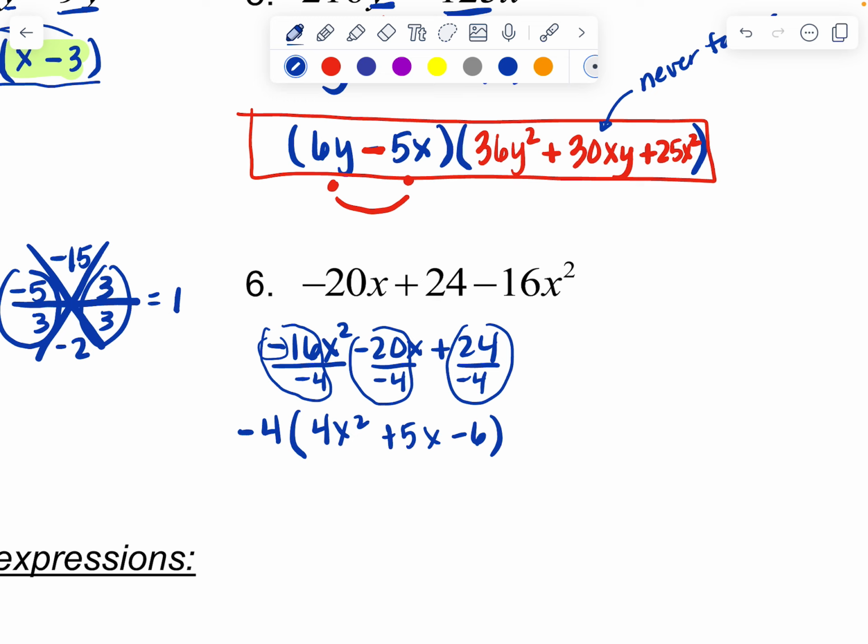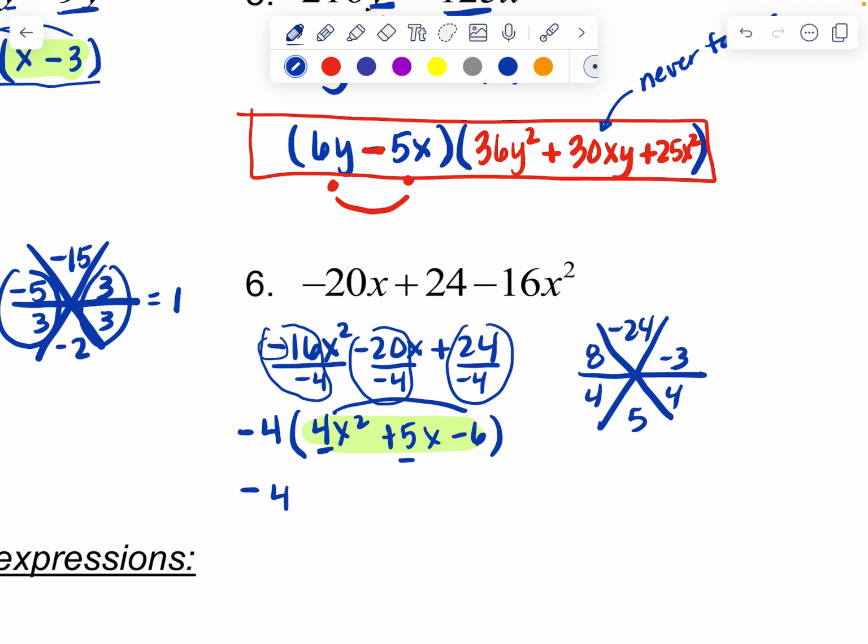Now again, ask yourself, can I factor more? You can. What you have left over here is another big star. So let's go ahead and do it. Do a big star. I need 2 numbers that multiply to give me negative 24 and add to give me that middle term, which is 5. So it's going to be 8 and negative 3. Divide by your leading coefficient, which is a 4, and let's go ahead and do this.